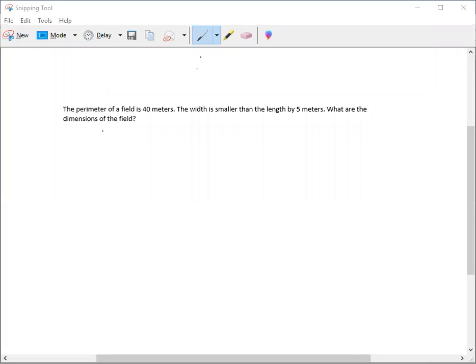Okay, example 3. The perimeter of a field is 40 meters. The width is smaller than the length by 5 meters. What are the dimensions of the field?